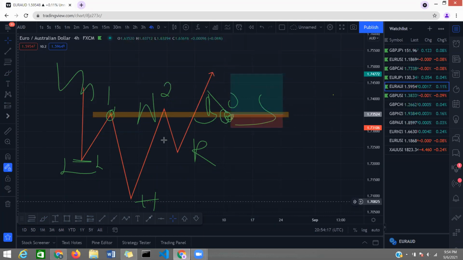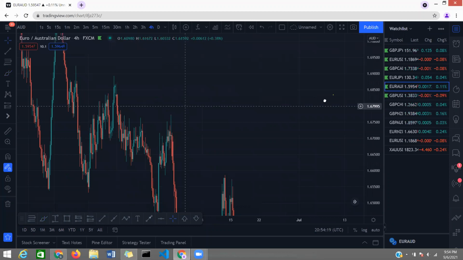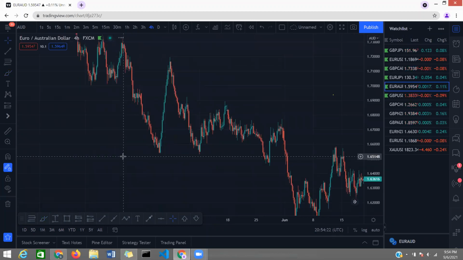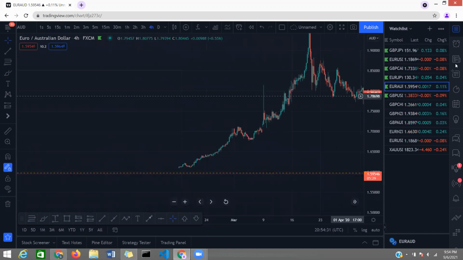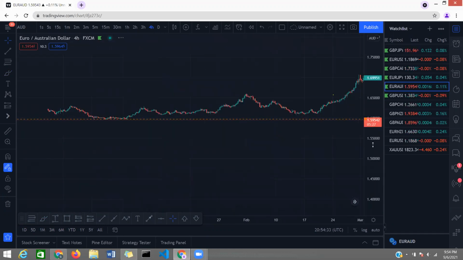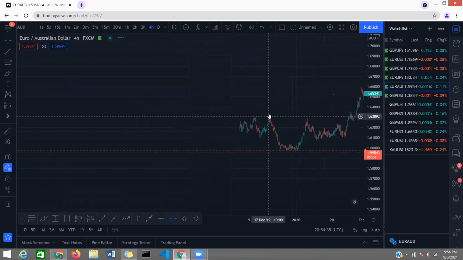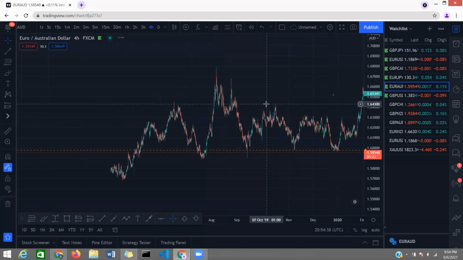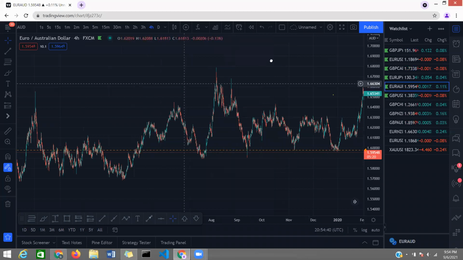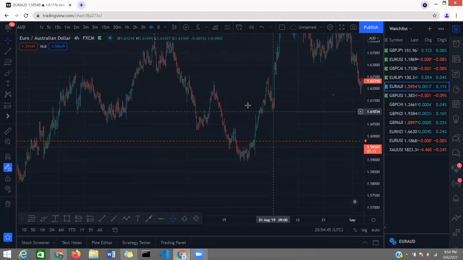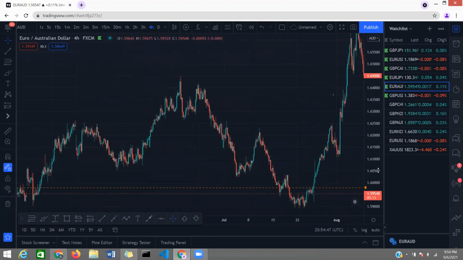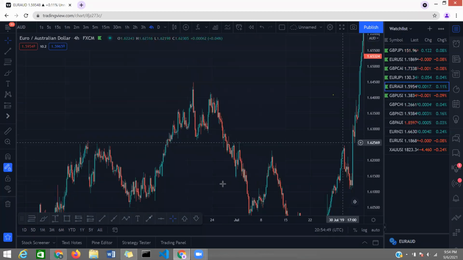Okay, so let's go on our chart and try to spot one. Now that you understand the whole idea behind it, let's go on our chart and try to spot one. Yeah, so I'm still looking for one now. Typical example. Yeah, perfect. So we can see here, okay.